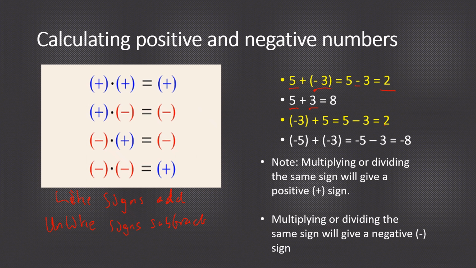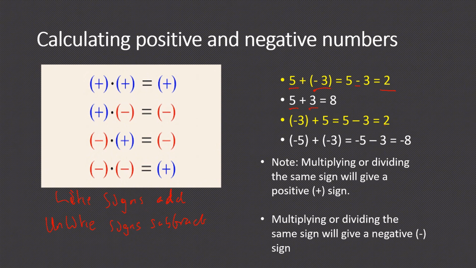And lastly, negative times negative will equal a positive, and that can be seen with negative 5 plus negative 3. That would then be, in this case, negative 5 minus 3, because plus and minus are coming together, so that would then equal minus 5 minus 3. And so due to this, they will then just add on to each other, and so the answer will then equal minus 8.